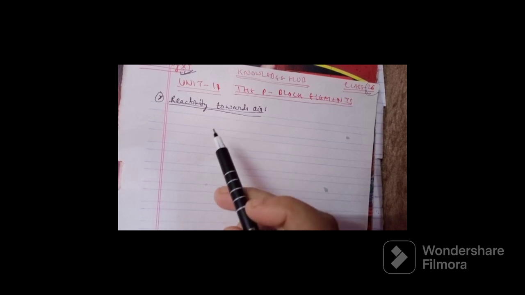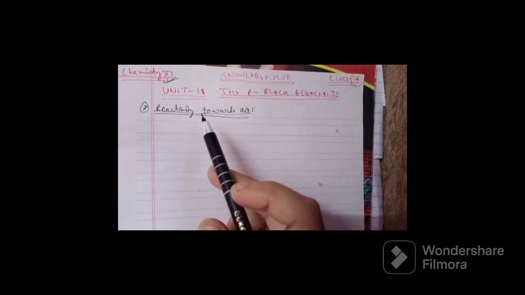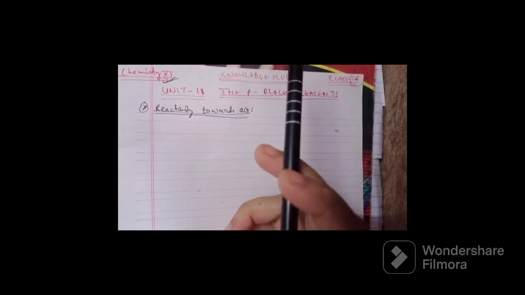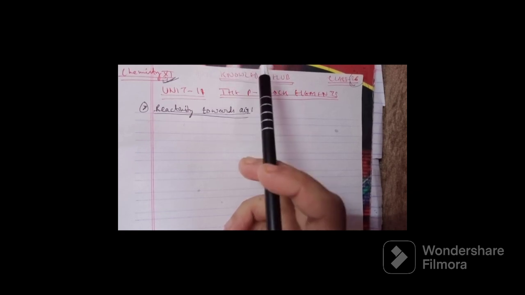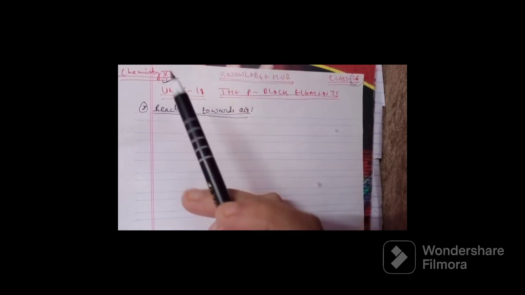In terms of reactivity towards air, boron is unreactive in crystalline form and aluminium forms a very thin oxide layer on the surface which protects the metal from further attack. Amorphous boron and aluminium metal on heating in air form B2O3 and Al2O3 respectively. With nitrogen at high temperature, they form nitrides.